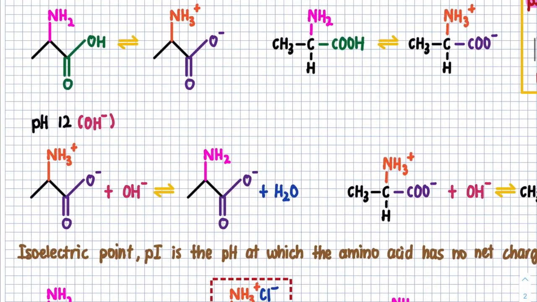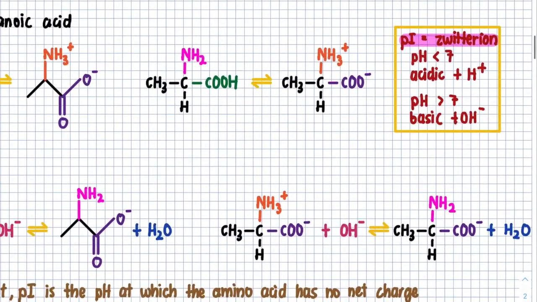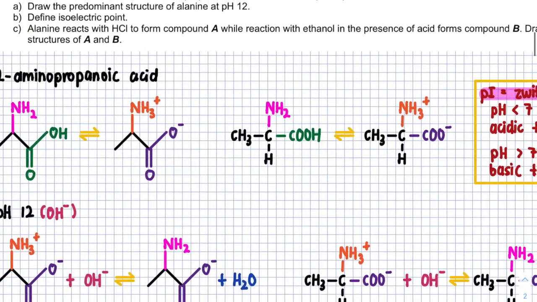Again, make sure for the pH, check whether it is less than 7 or more than 7. Once we know whether it is less or more, we know whether it will be in excess H+ or excess OH-. But the structure that we are going to react with H+ or OH- will be your Zwitter ion structure. So that's the first question.